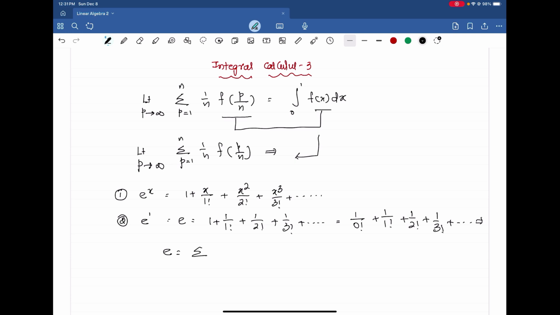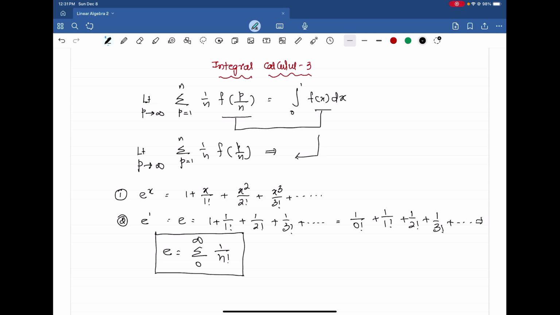sigma 1 by n factorial from 0 to infinity. This can be 1 by 0 factorial plus 1 by 1 factorial plus 1 by 2 factorial plus 1 by 3 factorial plus and so on up to infinity, can be written as e is equal to sum from 0 to infinity of 1 by n factorial. Sigma is nothing but sum.